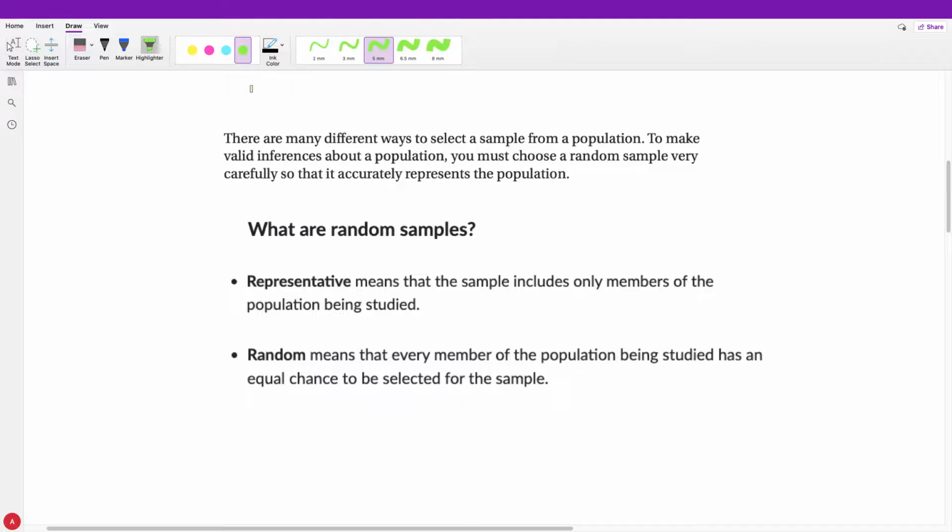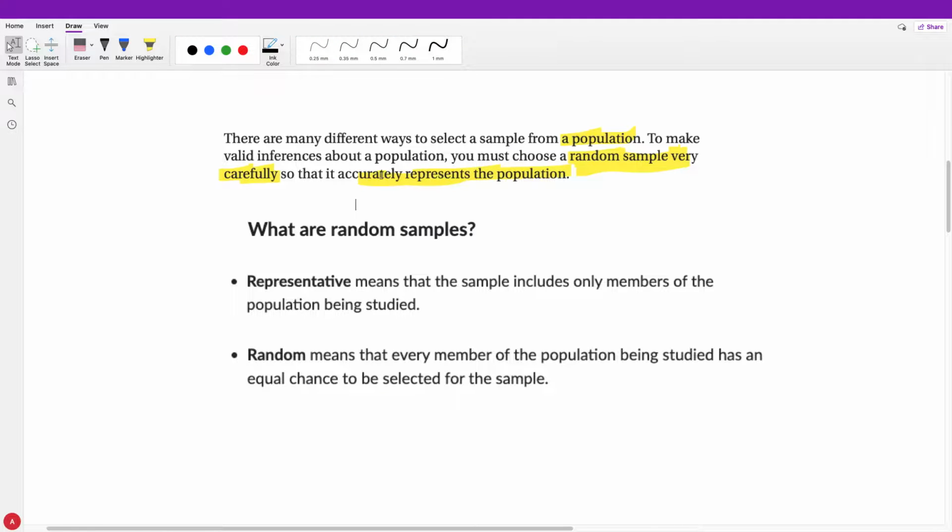All right, so now we're going to get started to talk about samples and how to make sure that they're valid and what we should be looking for. And then also we'll get into biased and unbiased samples after this. But it's really important, if we want to use a sample to make inferences or to make a conclusion about the population, that we make sure we're taking a proper sample. And just reading from here, there are many different ways to select a sample from a population. To make valid inferences about a population, you must choose a random sample very carefully so that it accurately represents the population.